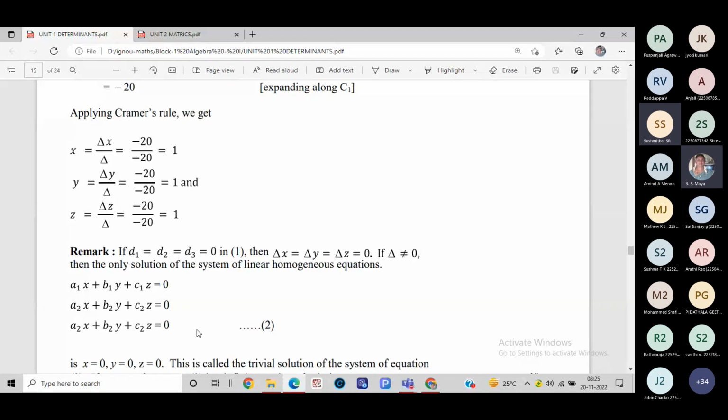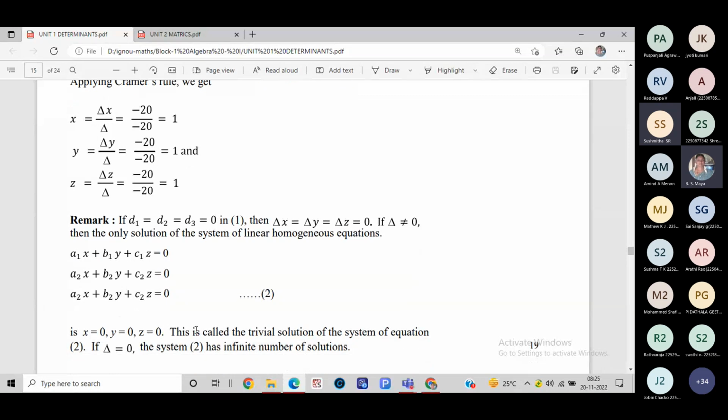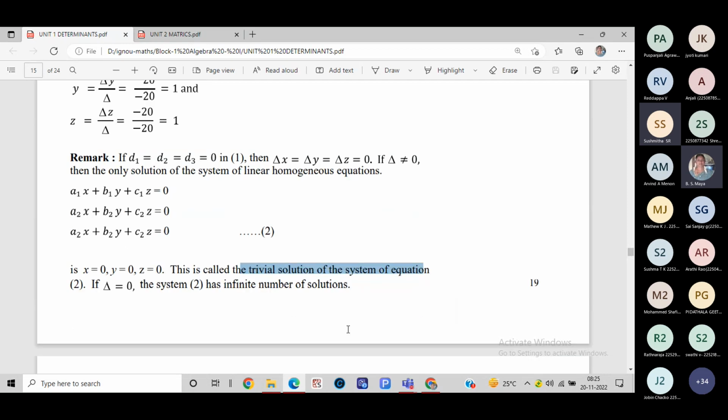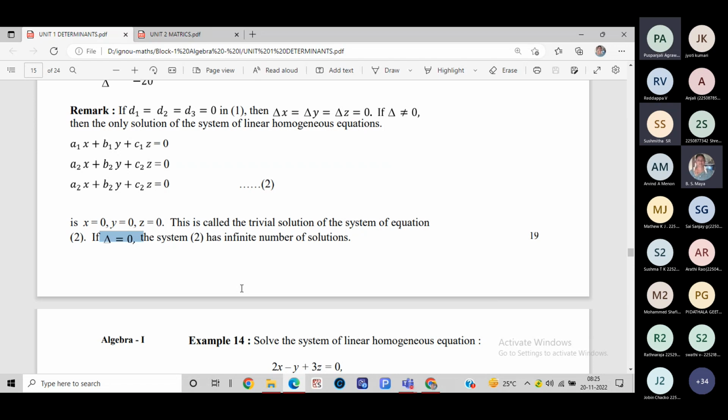See, this is if x, y, z is equal to 0. Sometimes this solution is called the trivial solution of a system of equations. Sometimes, in these cases, if the delta value is equal to 0, it can have an infinite number of solutions.